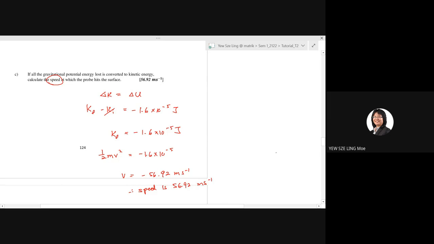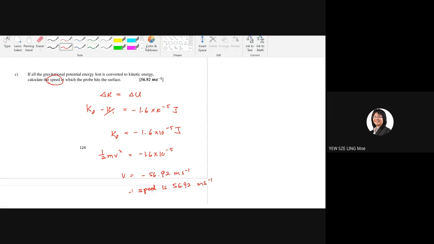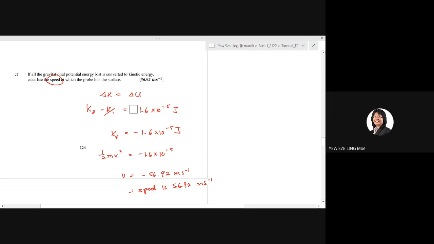The reason why negative is because it's dropping, so it is going downwards. That is why you obtain a negative v here. Now the change in energy, actually you don't put negative. That is my bad. Don't include negative here. You are just looking at the magnitude because it's a scalar quantity.